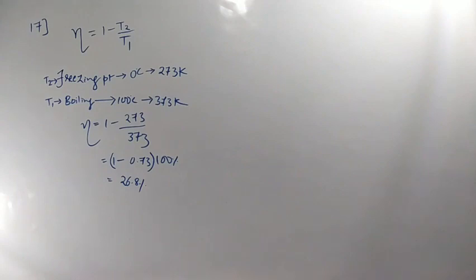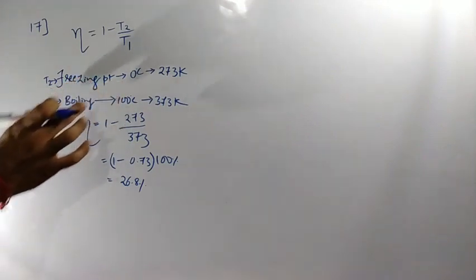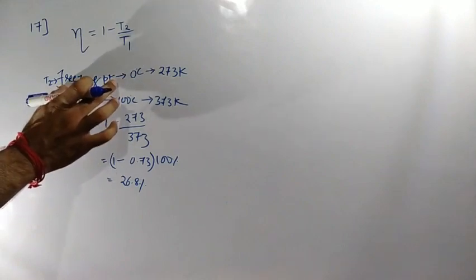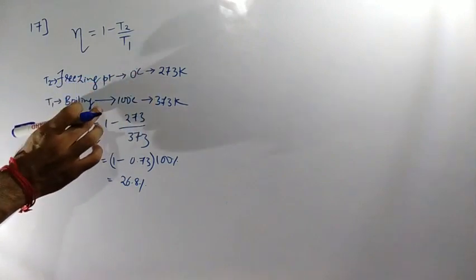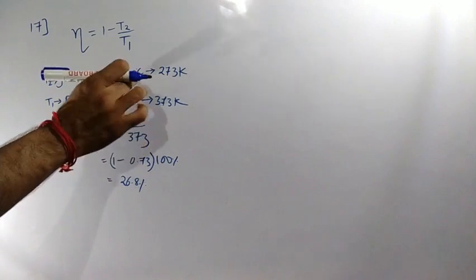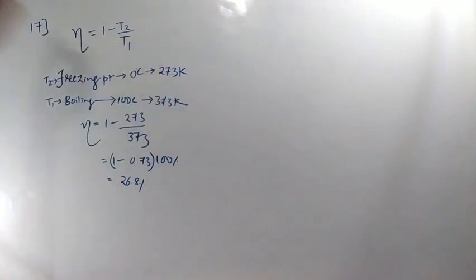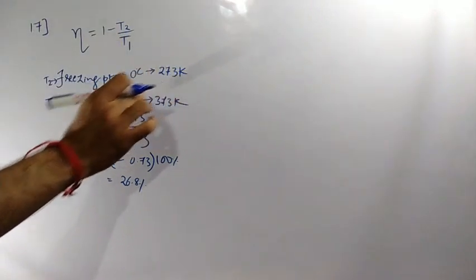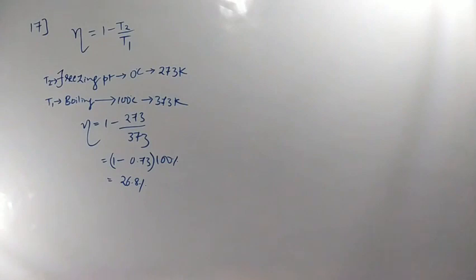In this question they are talking about the freezing point and boiling point of water. Water starts freezing at 0 degrees Celsius and starts boiling at 100 degrees Celsius. So 0 degrees Celsius in the Kelvin scale is 0 plus 273, which is nothing but 273 Kelvin. 100 plus 273 is nothing but 373 Kelvin. Clear? Shall we go to the next question?